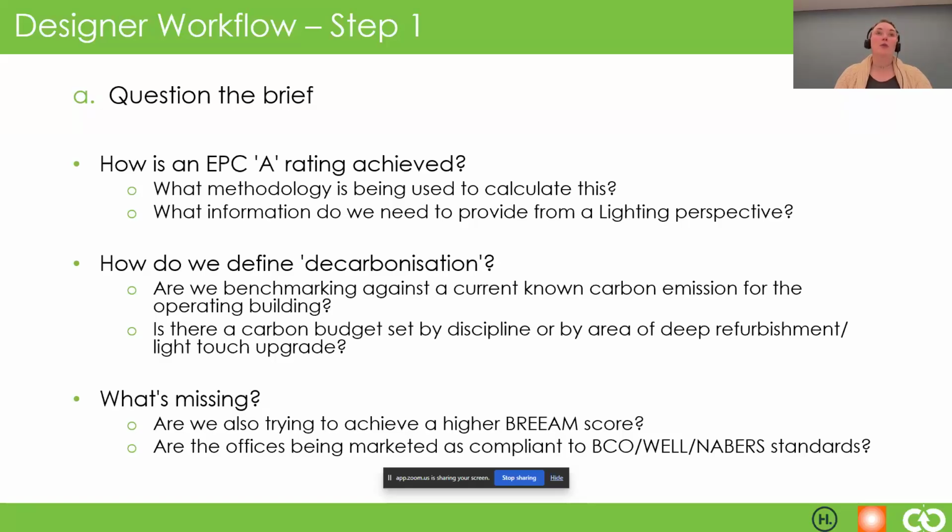And then what was missing from that brief? So these are also things that we had to ask: are we trying to achieve any sort of higher BREEAM score? Are the offices being marketed as compliant to BCO, WELL, neighbors, etc.? And the answer was no, which was actually quite surprising for us. We assumed that we would be attempting to get a higher BREEAM, because I think currently the building is at good, and could have possibly been set up for excellent or outstanding.